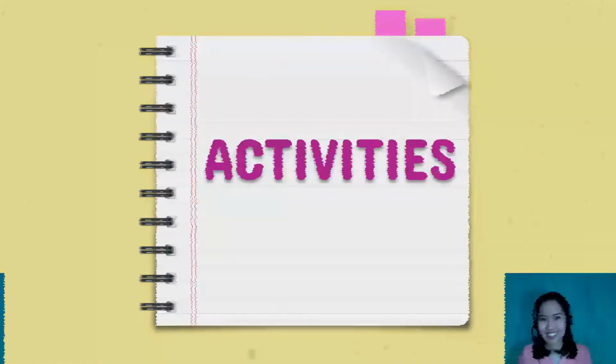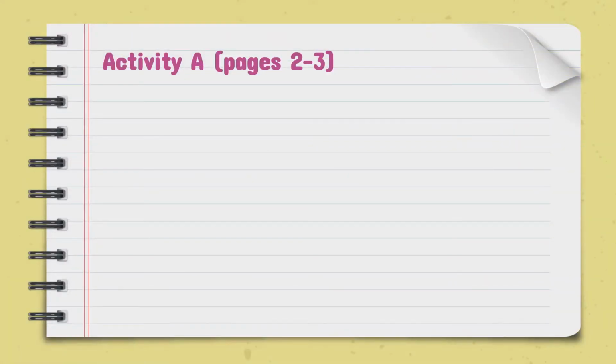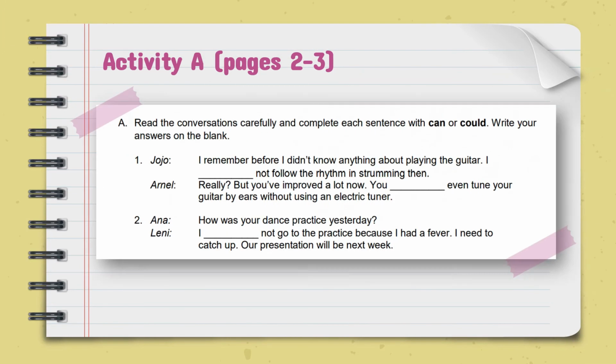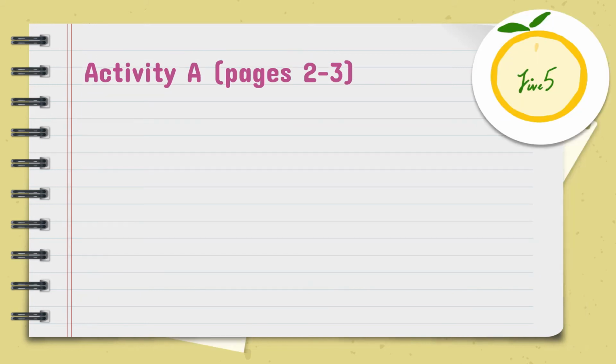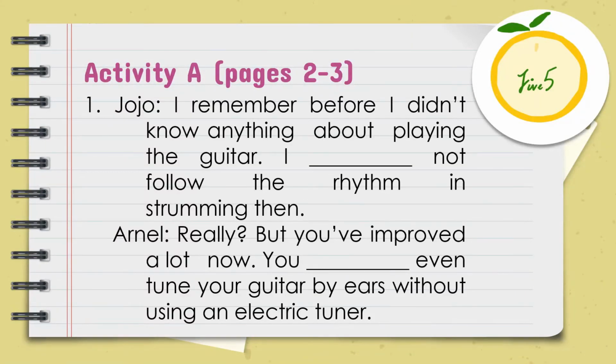Let's start! For activity A on pages 2 to 3 of your LAS, you will complete each sentence in the given conversations with the modal can or could. You will write your answer on the blank provided in each item. Let's try to answer number 1. So here is the conversation in number 1. You could pause the video for you to read the conversation.